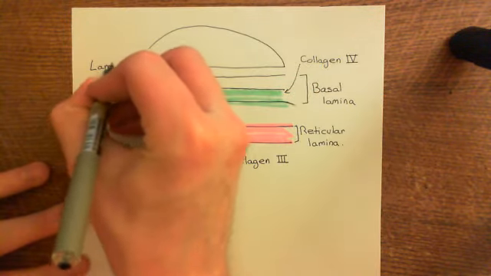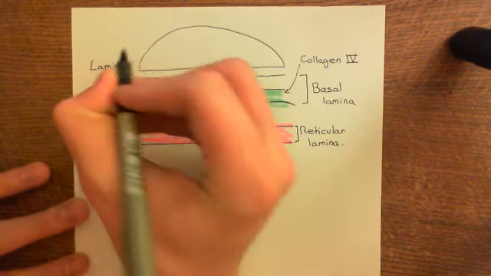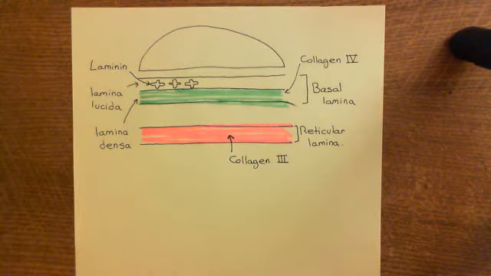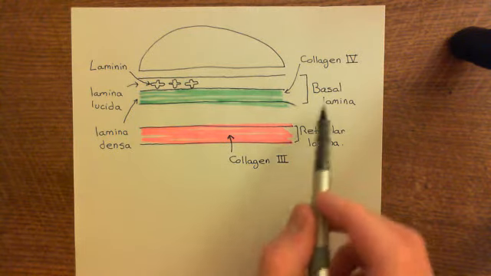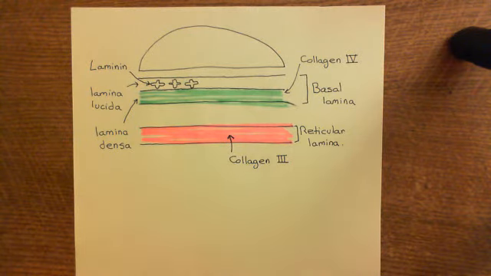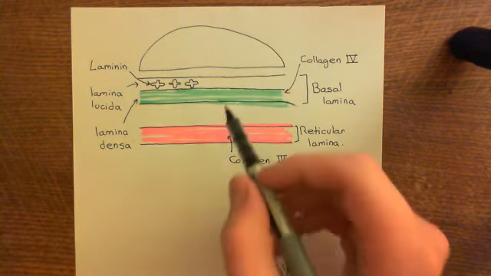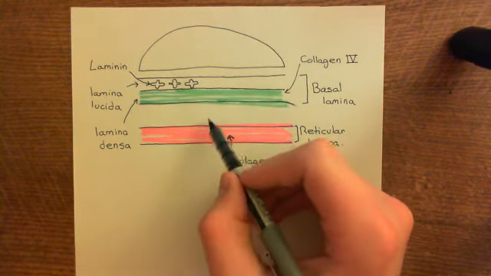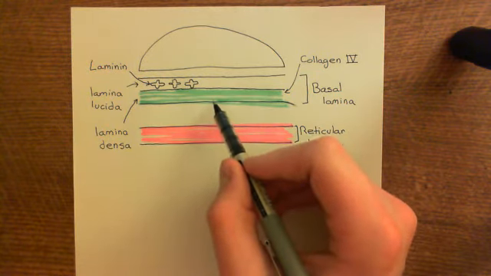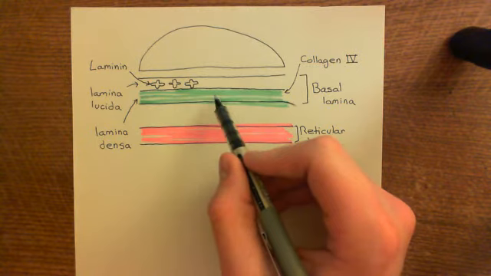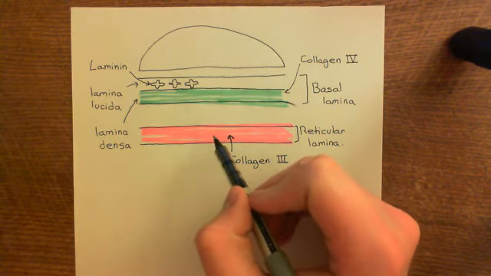Okay, so this is the laminins. Now, all we have left to talk about is how you connect the basal lamina to the reticular lamina. You have collagen anchoring fibrils, as they're called, just collagen fibers which span this gap and connect to both the basal lamina and the reticular lamina.